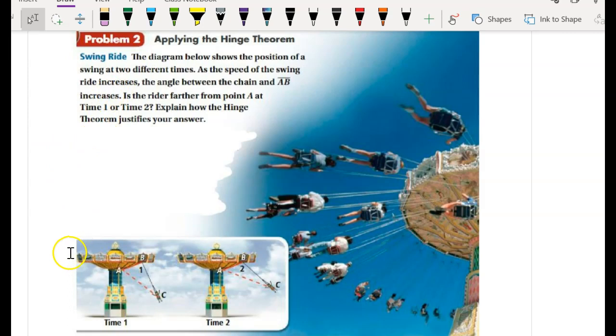So let's take a minute and think about this. Does the distance from point A to B change? No, that maintains its distance. What about the chain that the rider is attached to, segment BC? Does that increase?